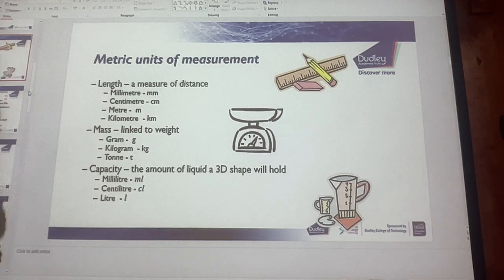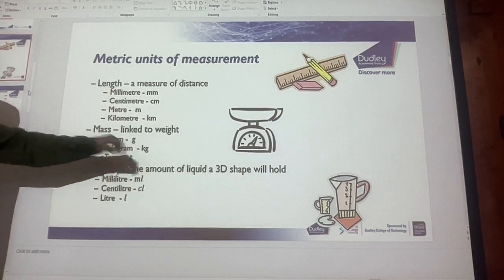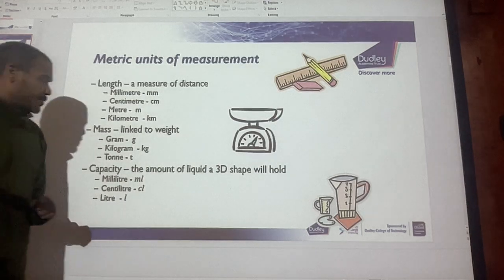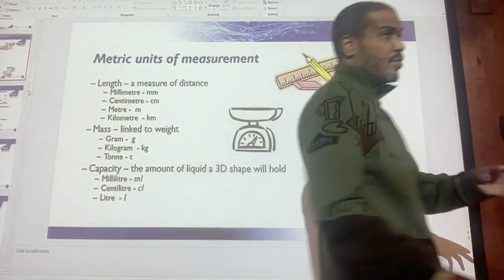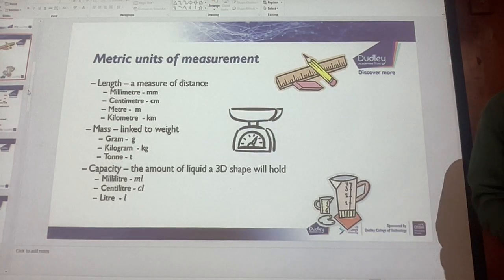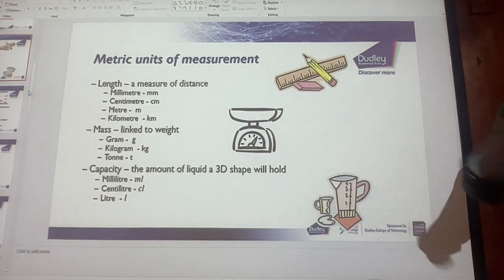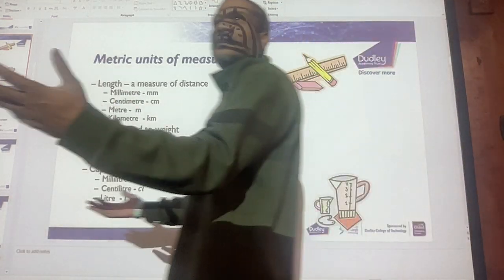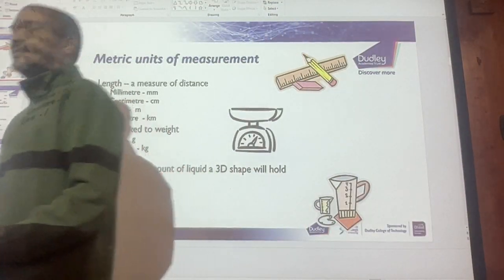So we got mass, right? So mass is grams, kilograms, ton. All right, so we're going to be in grams or kilograms, right? So give me some English units of mass or weight. Pounds, right? Or ounces, right?